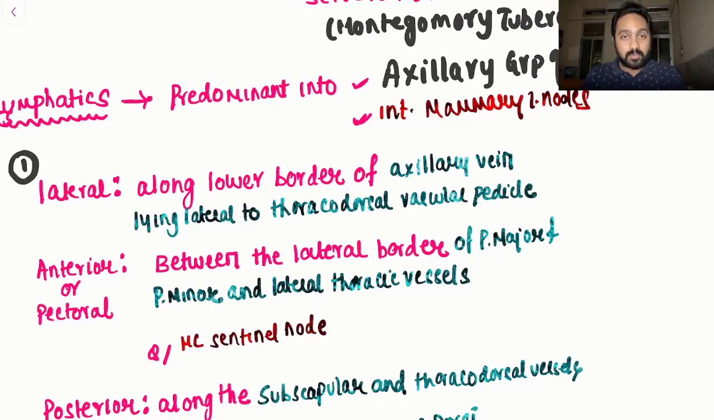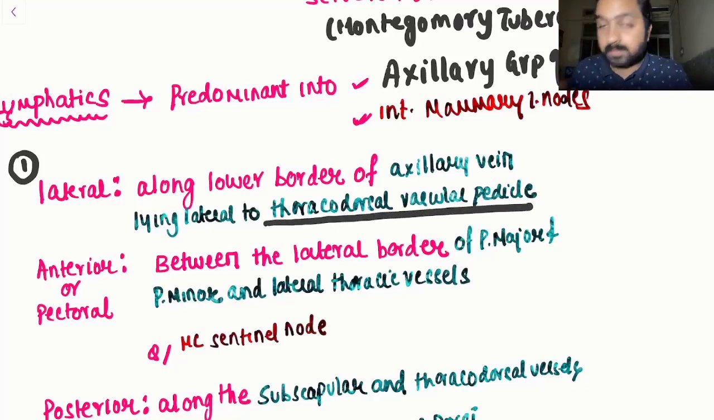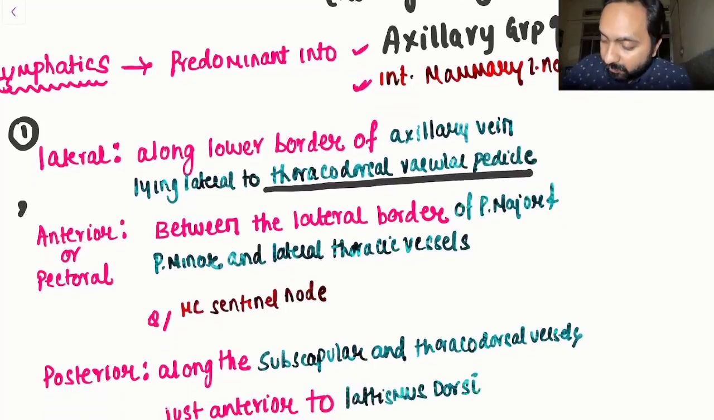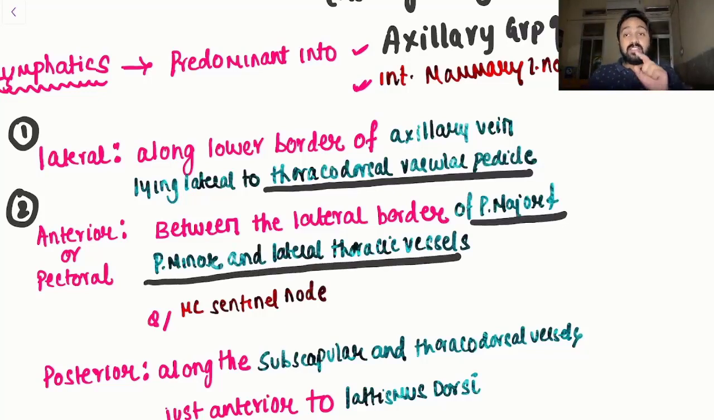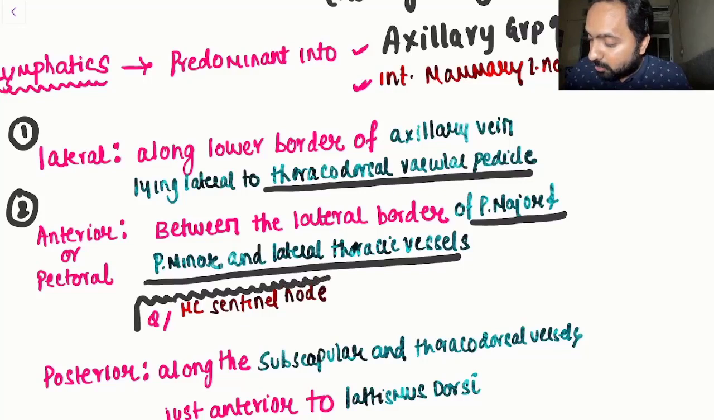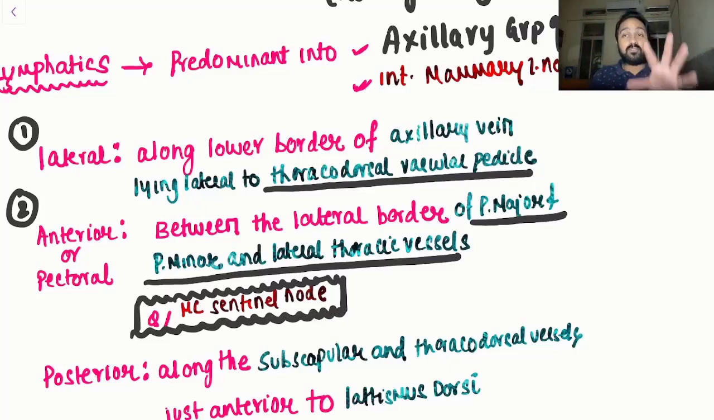So what is your lateral group? Now lateral lies along the lower border of your axillary vein, lateral to the thoracodorsal vascular pedicle. Then we have your anterior or pectoral group. Now this anterior or pectoral group lies between the lateral border of pectoralis major and minor and lateral thoracic vessel. So another important point to remember is that this anterior or pectoral group are your most common sentinel lymph nodes. So when we do the sentinel lymph node biopsy, the most common sentinel node is usually from your anterior or the pectoral group of lymph nodes.